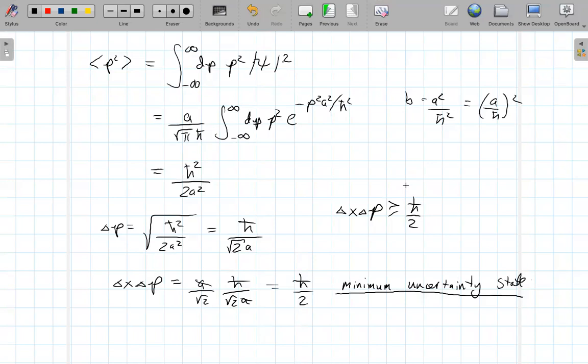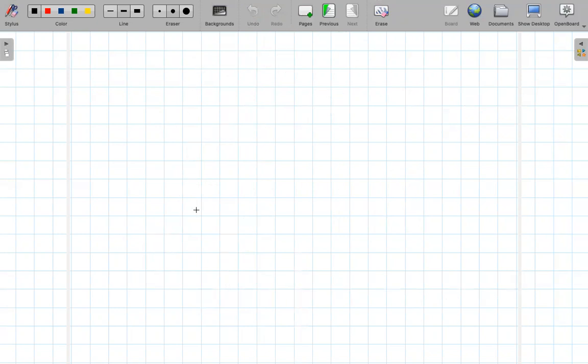So the next thing we want to know is, how does the Gaussian wave packet evolve with time? This is the next thing we're going to start looking at. So we want to look at the time evolution of our localized states, so of our Gaussian.